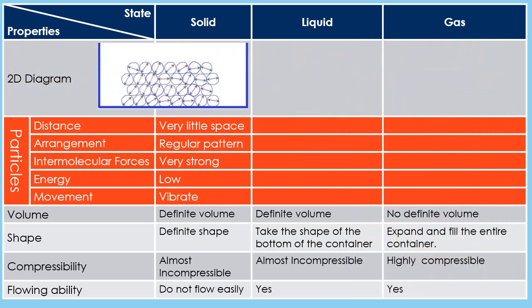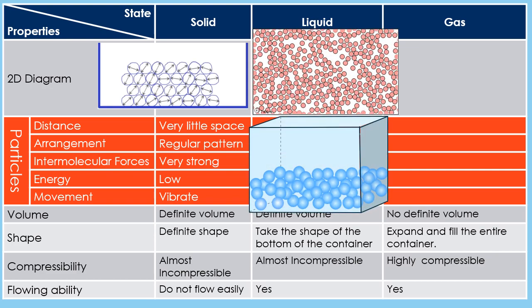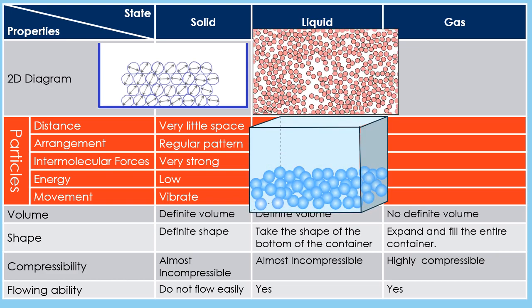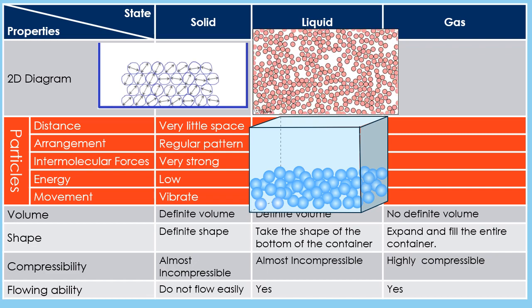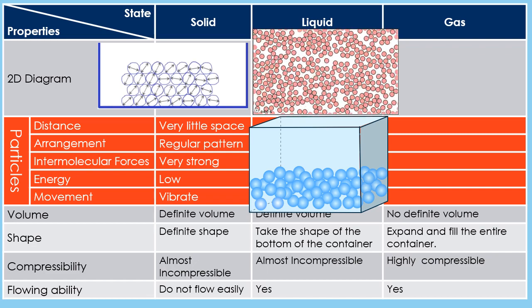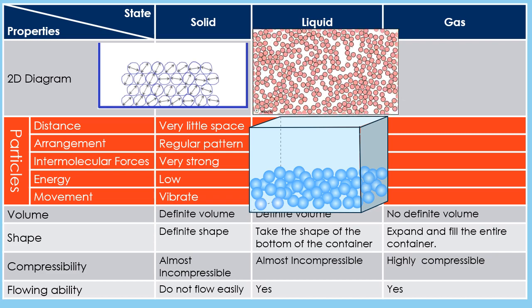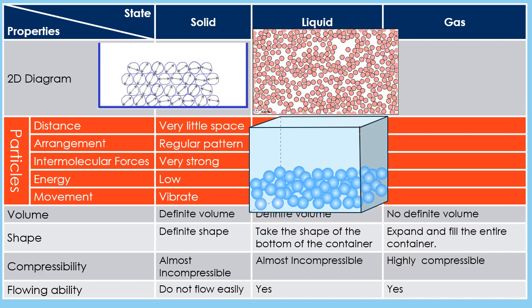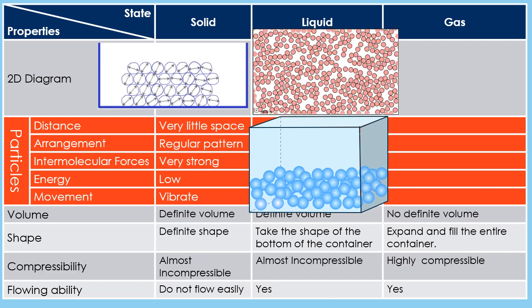Again, based on the kinetic particle model of matter, these two sketches of liquid matter show that the particles are not as close together as they are in solid matter. Each particle is still in close contact with most of its neighbors, but there are fewer of them. The particles also vibrate so fast that the forces of attraction can't hold them in place, and they can move past each other.